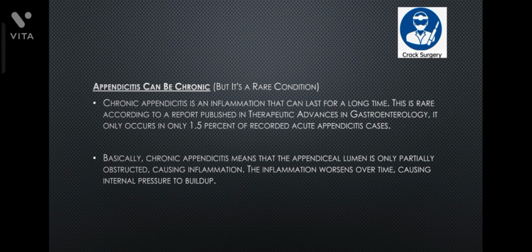Chronic appendicitis is an inflammation that can last for a long time. This is rare, according to a report published in Therapeutic Advances in Gastroenterology. It occurs in only 1.5% of recorded acute appendicitis cases. Basically, chronic appendicitis means that the appendiceal lumen is only partially obstructed, causing inflammation. The inflammation worsens over time, causing internal pressure to build up.